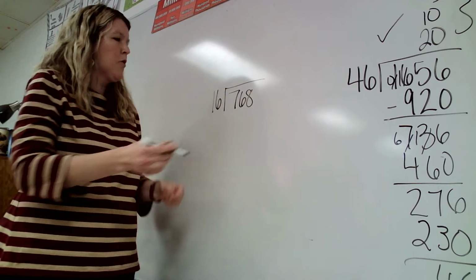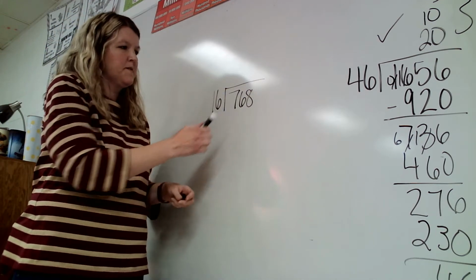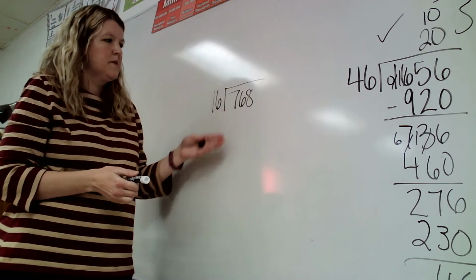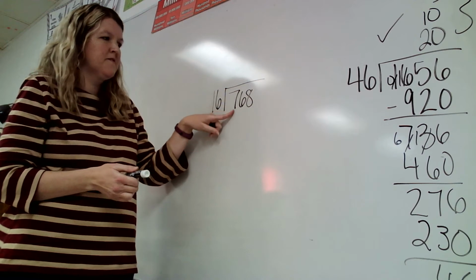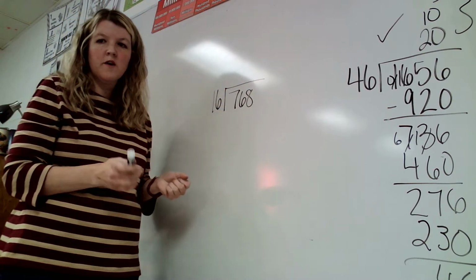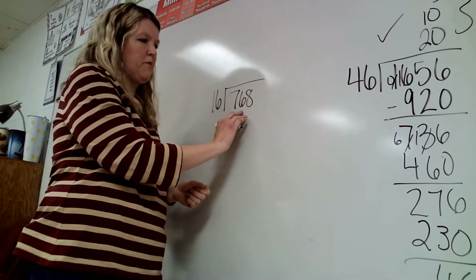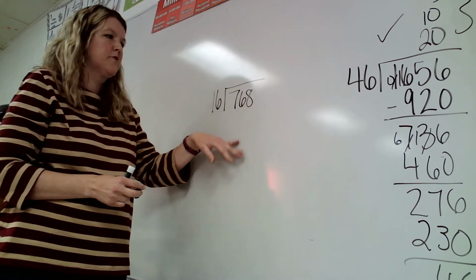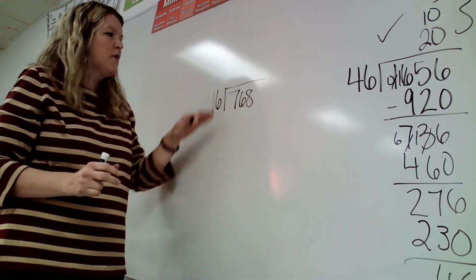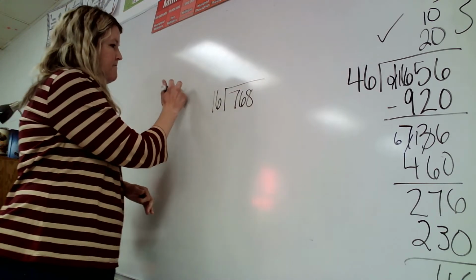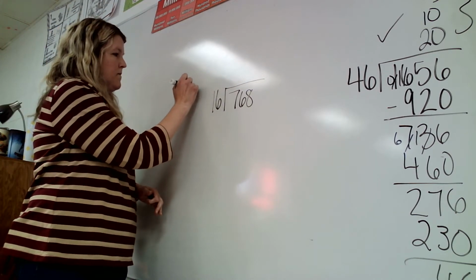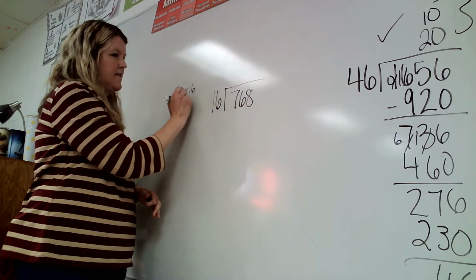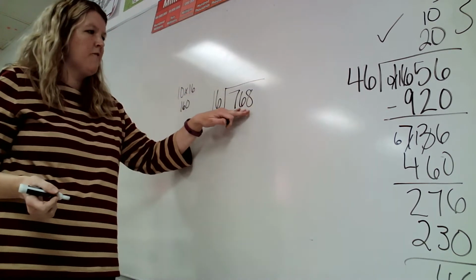And, remember, I'm thinking about multiples of 10 so that I can get rid of as much of this as possible. Or, even if I don't get rid of as much as possible, then I can still subtract something from it and then just keep going from there. So if I did 10 times 16, I get 160. And so that's not going to take off a whole lot.